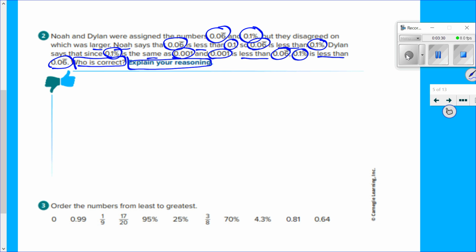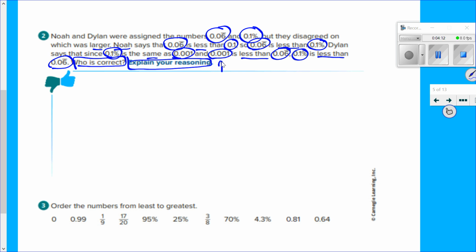Okay, raise your hand if you think Dylan was correct. 2 of you. Way to be brave. How many think Noah is correct? You think Dylan's, you're joining the Dylan side? Okay, why do you think Dylan's correct? 0.1% equals 1,000. So, to the decimal, you have to move the decimal point twice to the left. Okay, so he actually changed the percent to a decimal so that they could compare the same format, right?